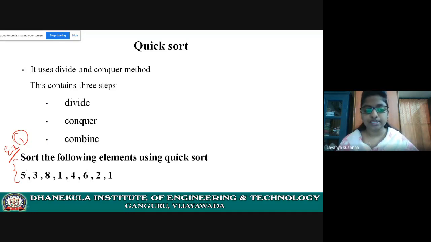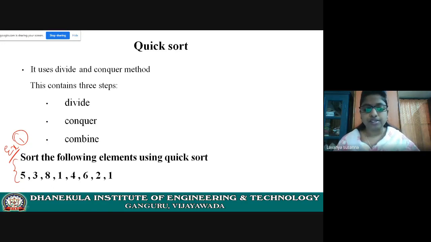First write down this example 1. Sort the following elements using quicksort: 5, 3, 8, 1, 4, 6, 2, 1. This is your homework. I will explain with another example. This example 1 you need to solve later. Okay, this quicksort is important.